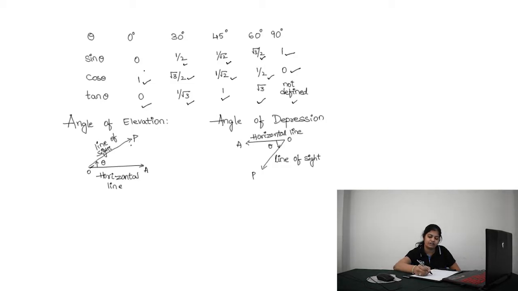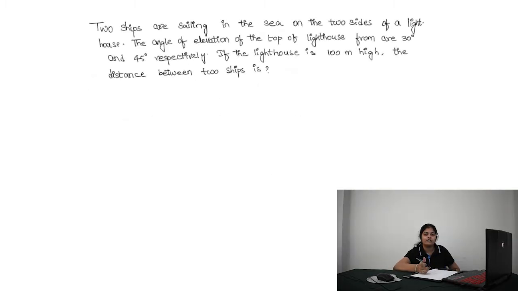Now, angle of depression. If a man looks down at an object P from O, which is placed below the level of his eye, then the angle which the line of sight makes with the horizontal O is called the angle of depression of P as seen from O. Now we will solve some questions based on this.